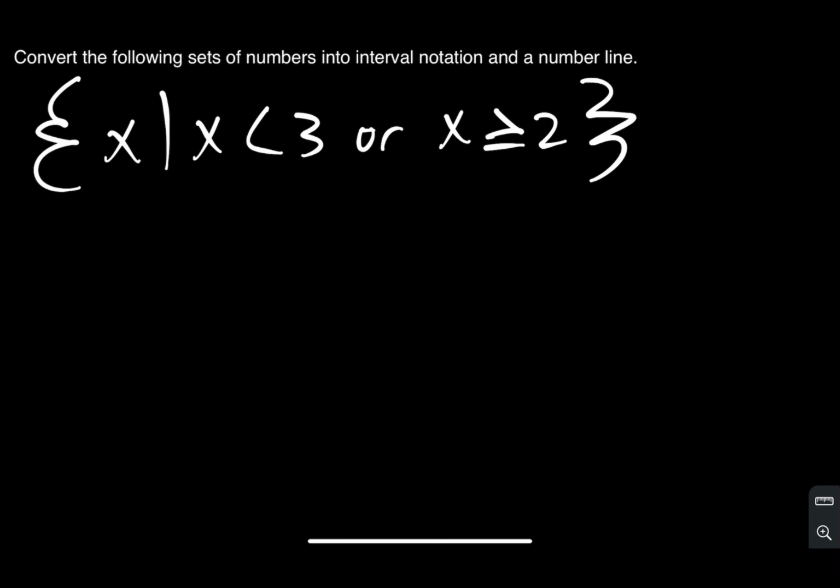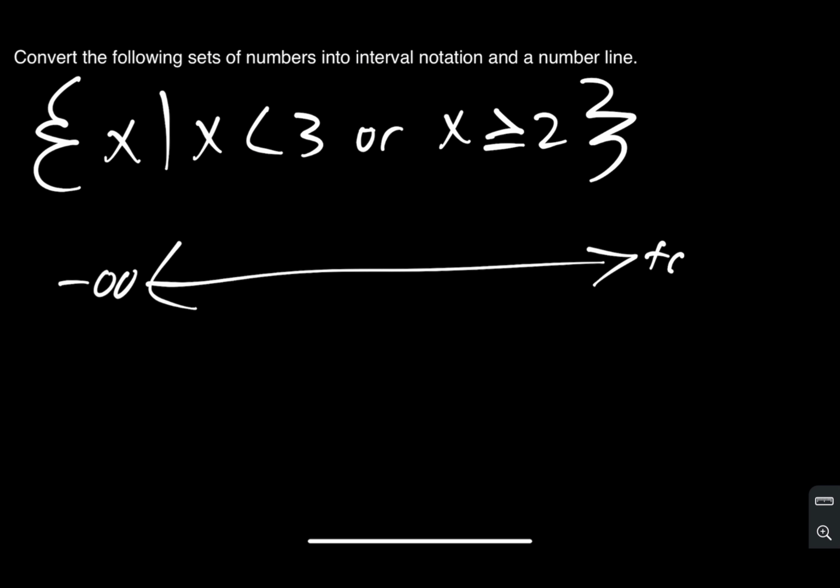So for this problem, we have x is less than 3, and we have x is greater than or equal to 2. So let's draw a number line. So we have the values 2 and 3.